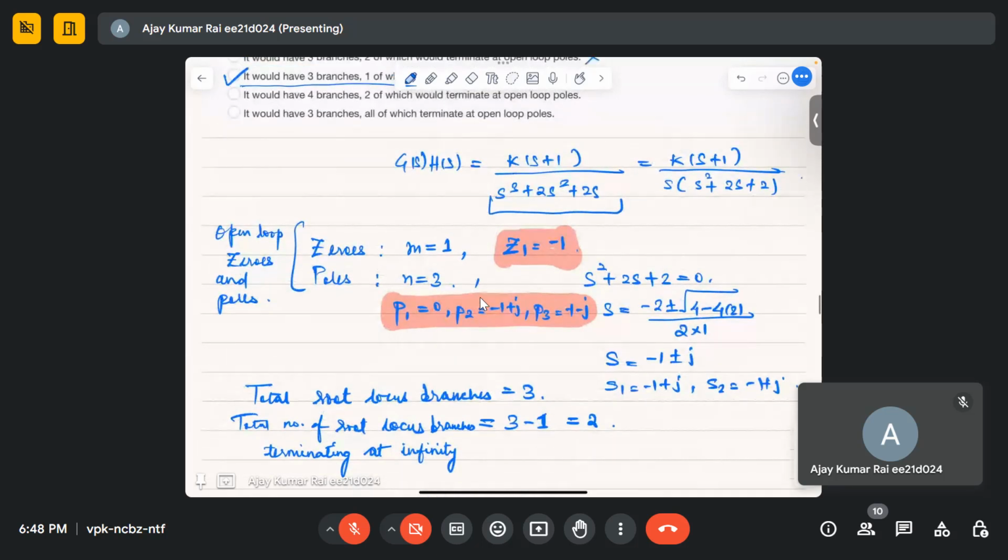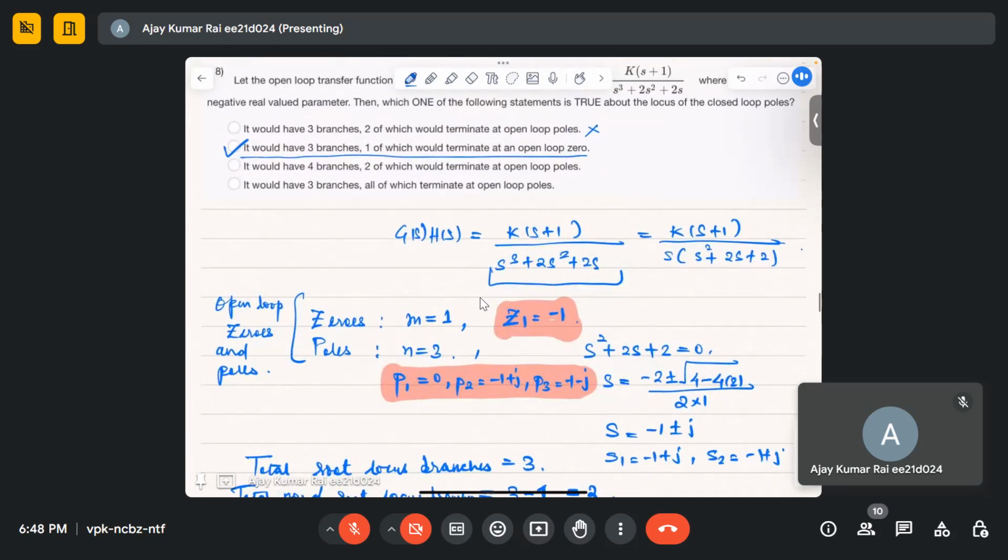So any doubt in this question? Other options are, I think, incorrect. So let me read the third option. What it says: it would have four branches. This is incorrect. Two of which would terminate at open loop poles. And this is also incorrect. So last option is it would have three branches, all of which terminate at open loop poles. This is also again false.